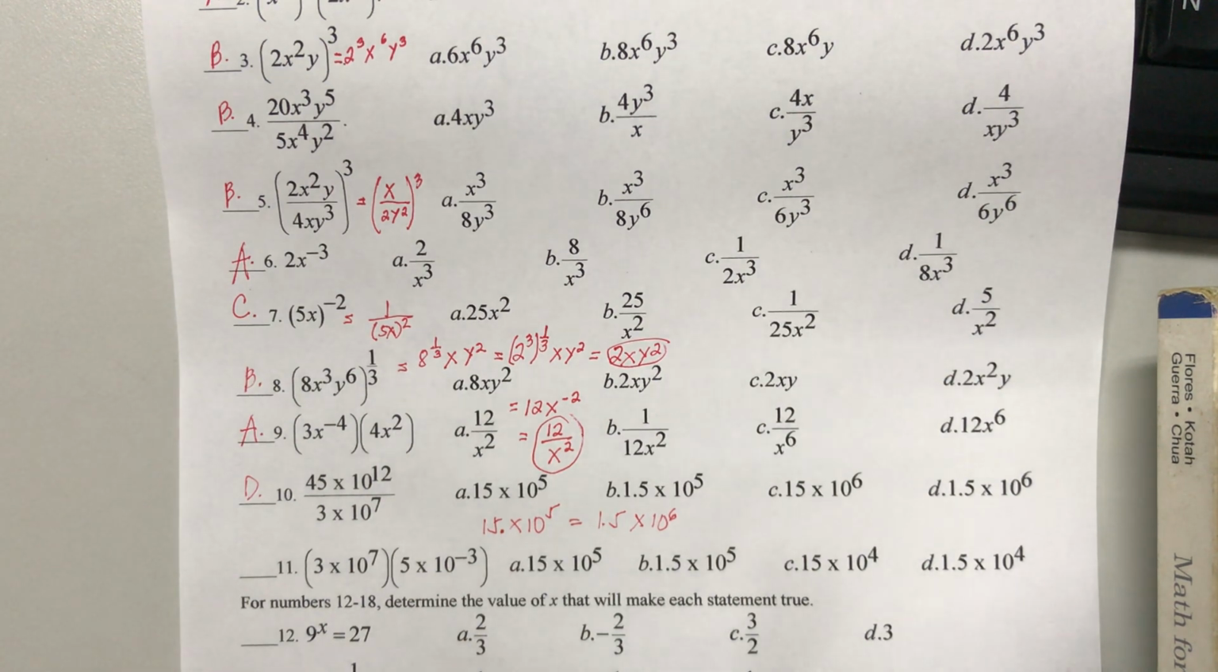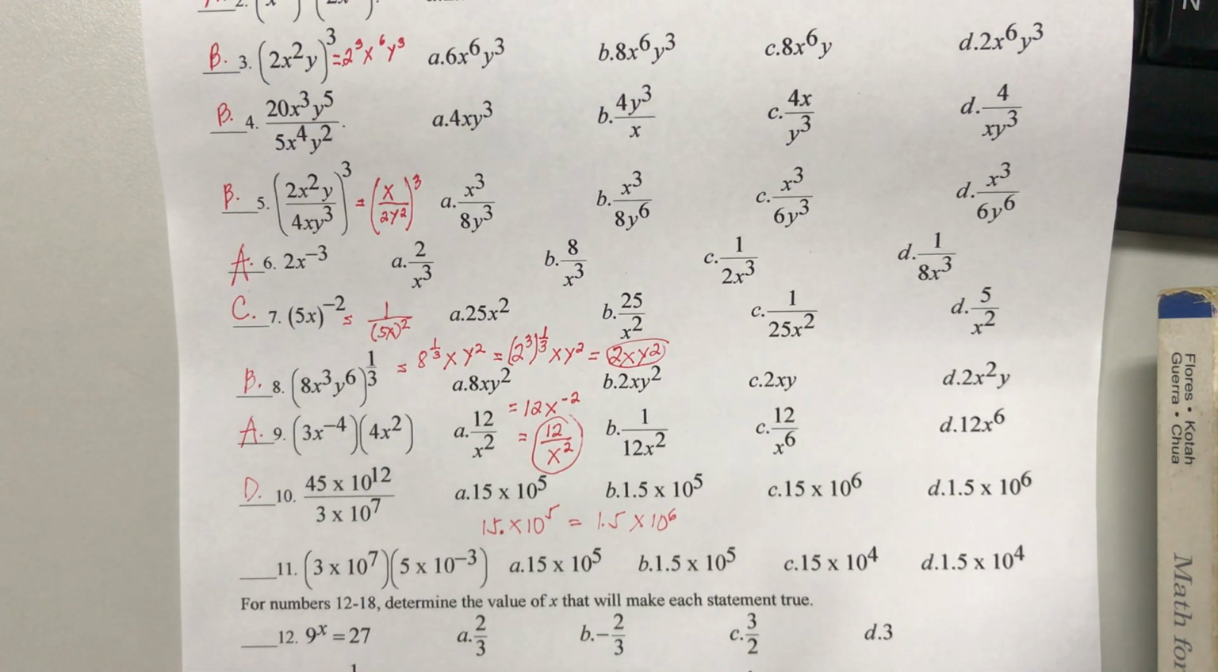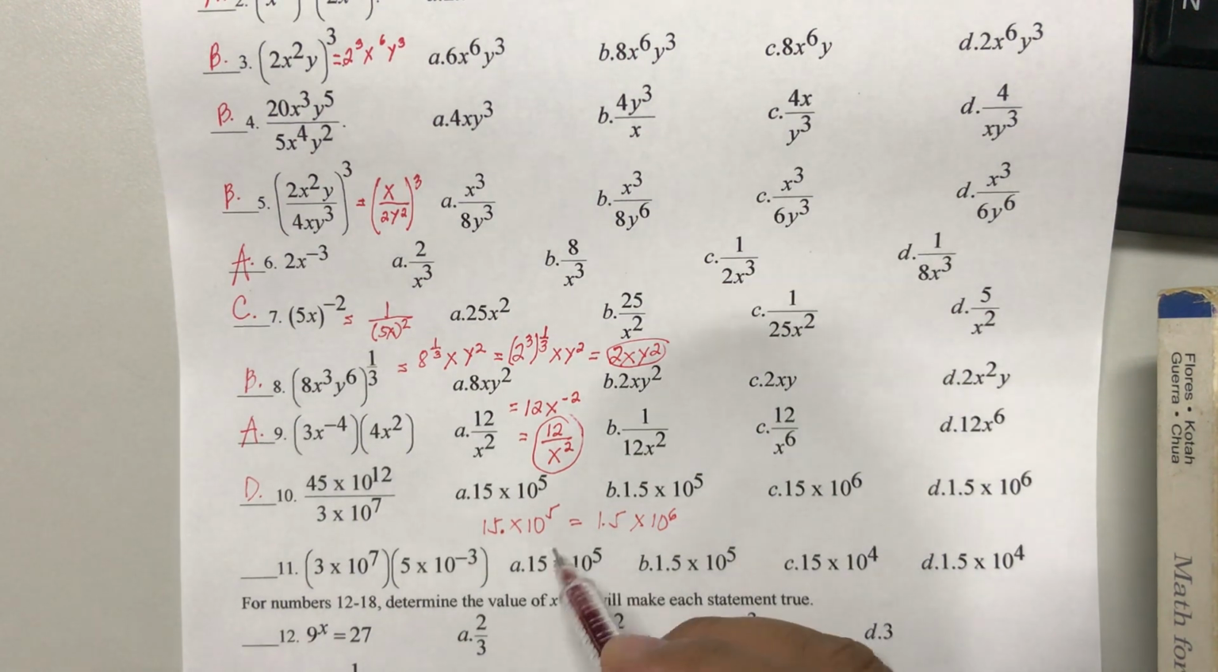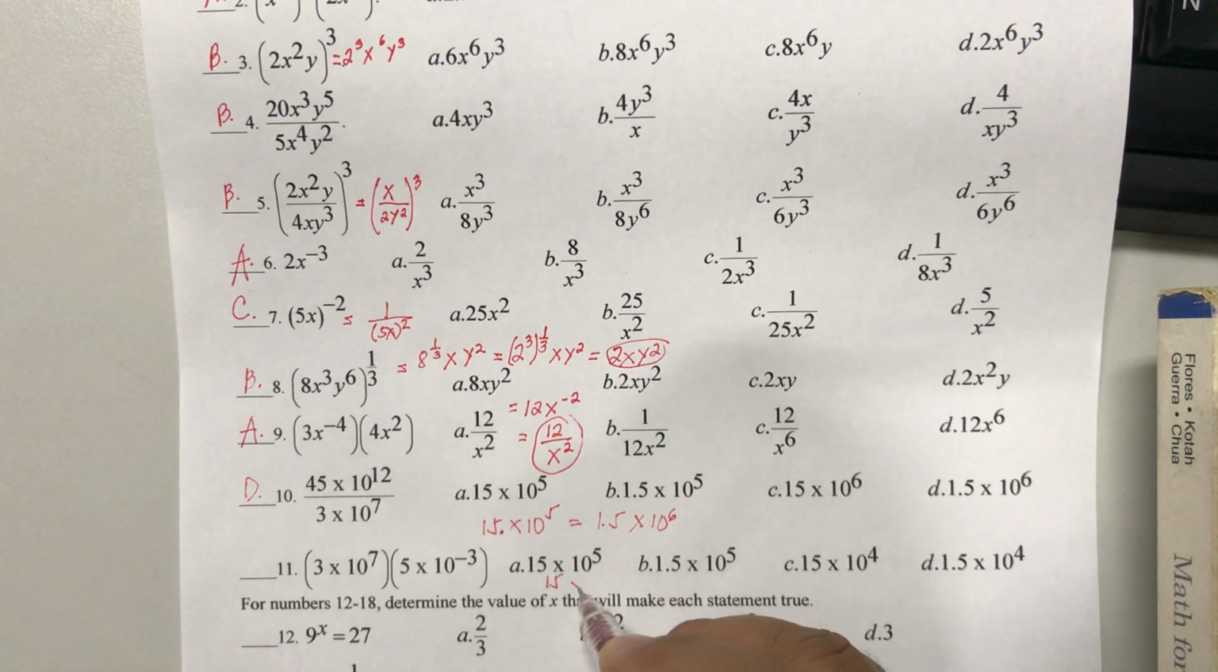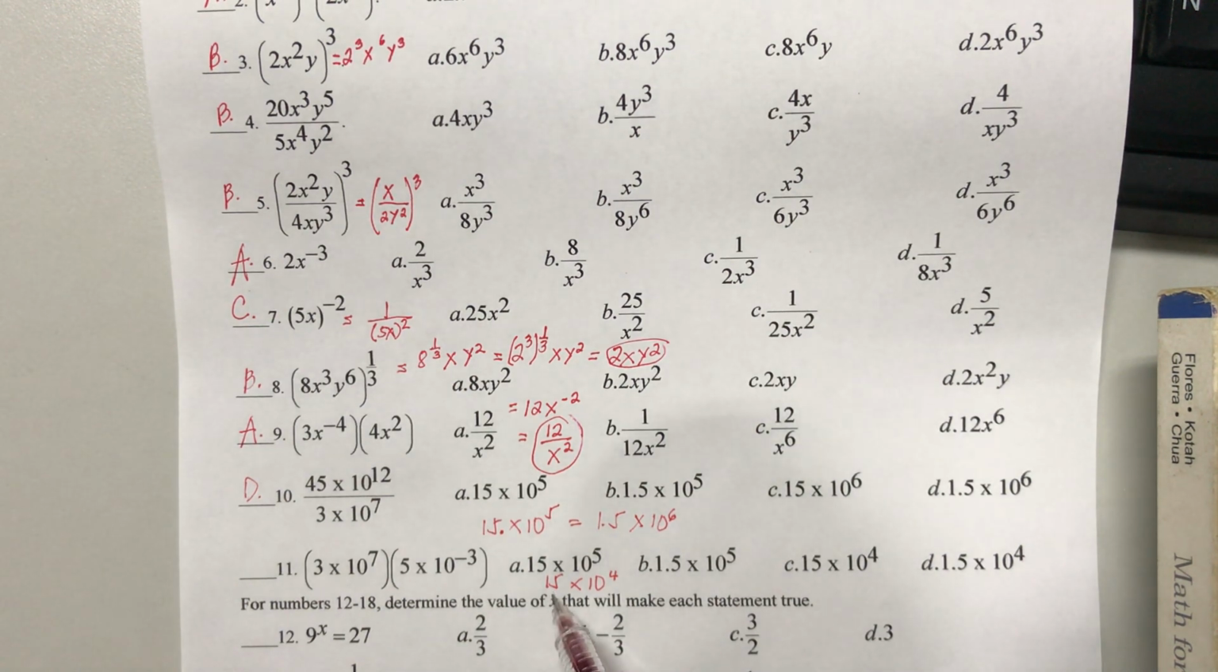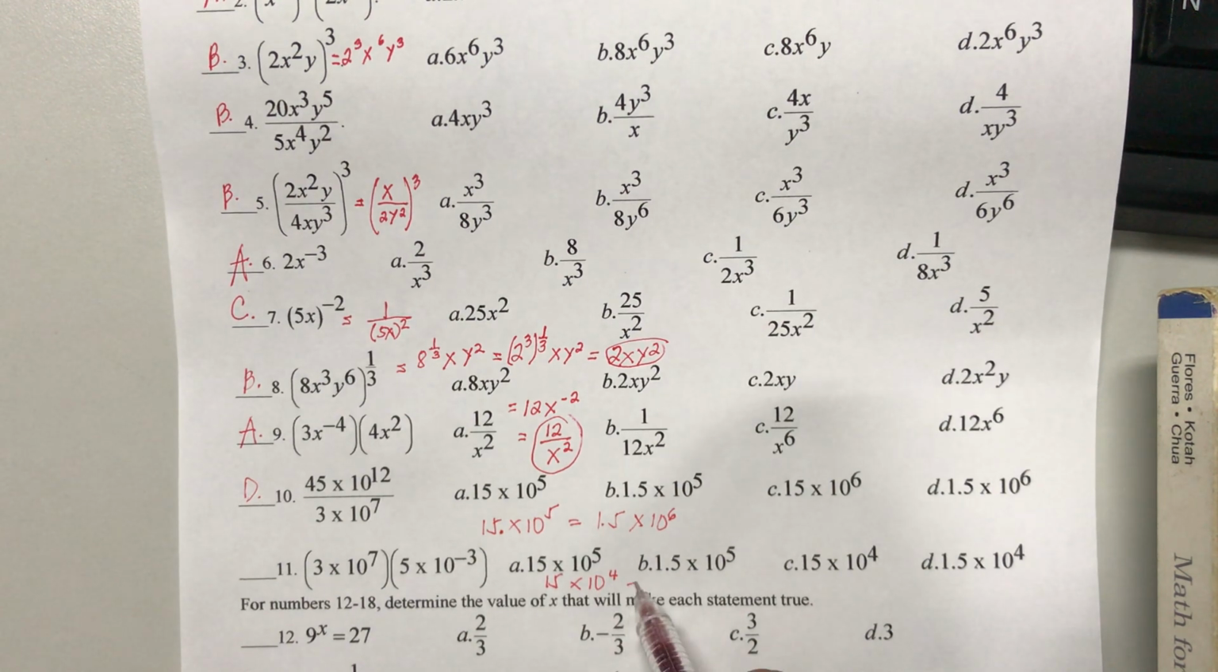Next, number 11. 3 times 10 to the power of 7 multiplied by 5 times 10 to the power of negative 3. So that means 15 times 10 to the power of 4. So 15 times 10 to the power of 4 is not yet the final answer. The number here must be greater than 1 but less than 10. Okay. So you have to move the decimal point again from right to left once. So the answer must be 1.5 times 10 to the power of 5.